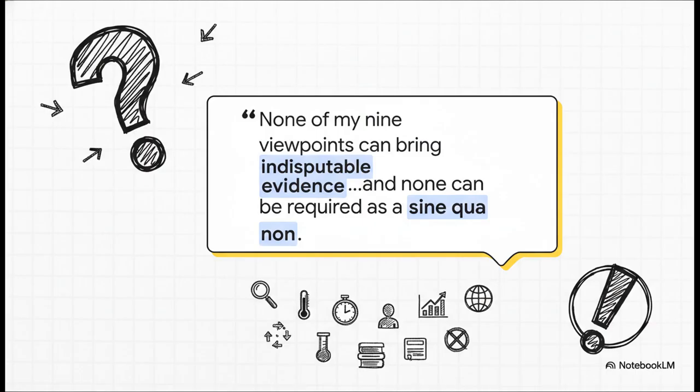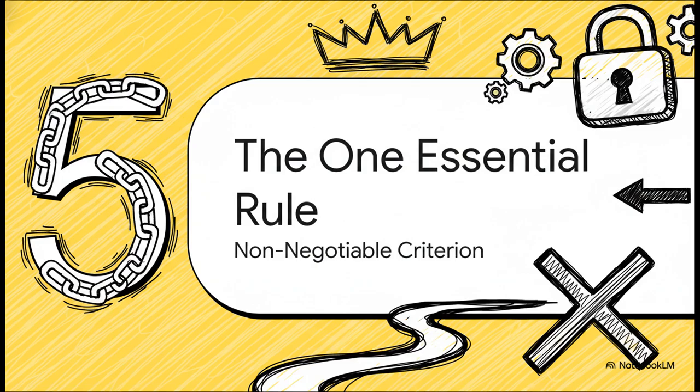And hey, don't just take it from me. Hill himself said it perfectly. He said none of these 9 things can give you absolute proof, and none of them can be treated as a sine qua non, an absolute must-have condition. Well, he said that, but there is one exception. Because it turns out, after all this talk about flexibility and frameworks and shades of gray, there is one criterion that is in fact an absolute, ironclad, you can't argue with it rule.